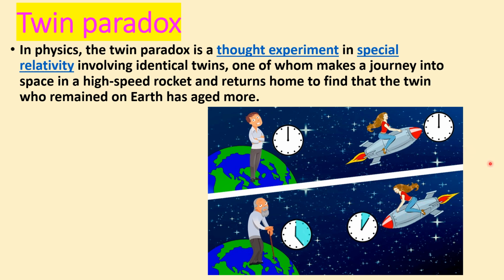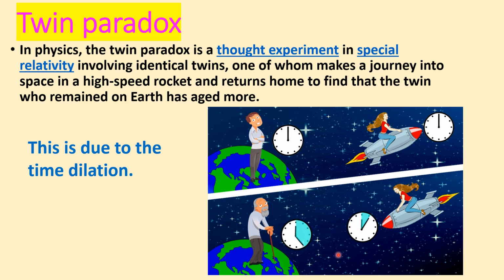So this effect is known as the twin paradox, and this is due to time dilation, because when this person was moving, the clocks, as we have seen, t equal to t naught divided by under root 1 minus v square by c square. So depending on these high speeds, the time gets dilated for the moving clocks, and that's why the traveling twin has aged less than the person on the Earth. So this was the twin paradox.